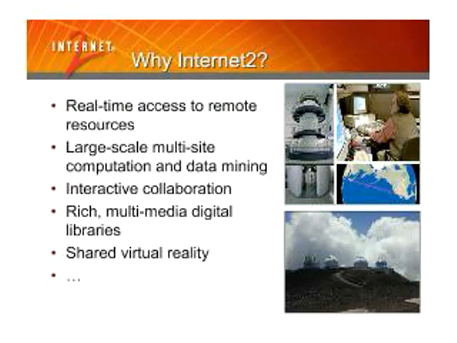Well, who cares? What's it all about? To us at Magpie and to many within the Internet2 community, the applications and collaborations that make up this community are where it really gets exciting, and you're seeing a lot of that in action today. Internet2 provides the ability for real-time access to remote resources, large-scale multi-site computation and data mining, and we'll give lots of examples about applications involving these areas today. Interactive collaboration, like we're doing right now with 11 sites connected, 3 different technologies all over this network. Rich multimedia and digital libraries, shared virtual reality, and any combination thereof.